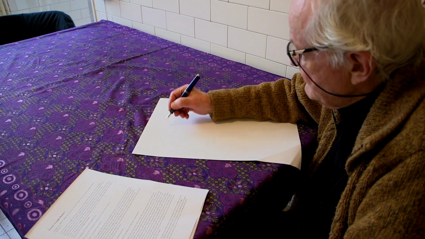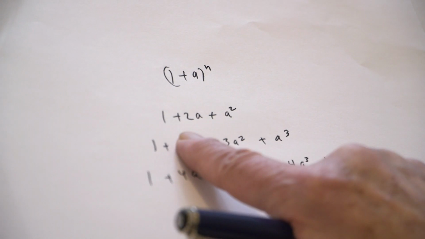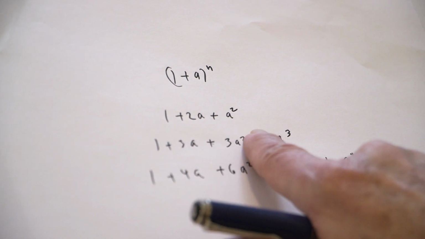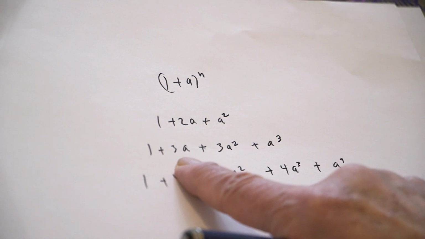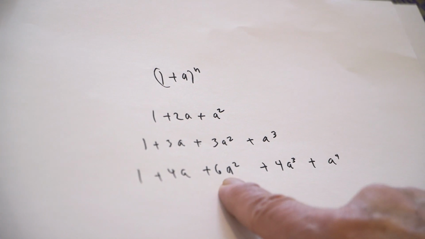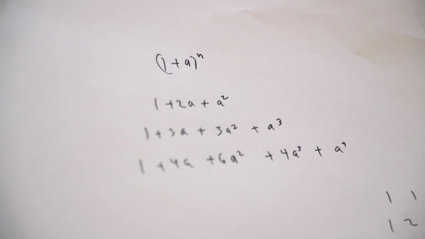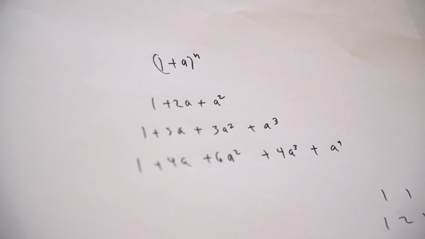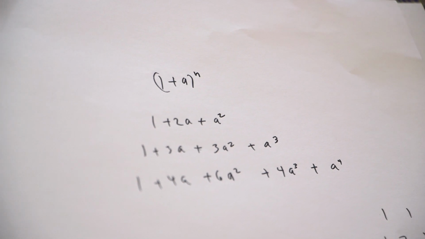Let me try to show you how you derive it usually. If you take an expression like 1 plus a to the nth power, you multiply it by itself once and you get 1 plus 2a plus a squared. You multiply it again by itself and you get 1 plus 3a plus 3a squared plus a cubed. Then you get 1 plus 4a plus 6a squared plus 4a cubed plus a to the fourth power. Well, what we're doing is just manipulating coefficients.